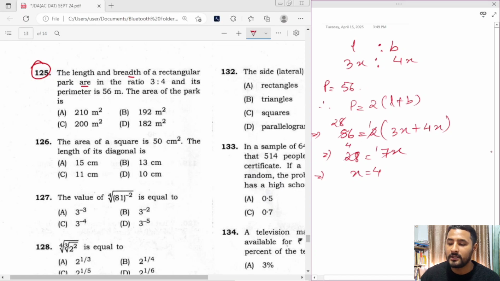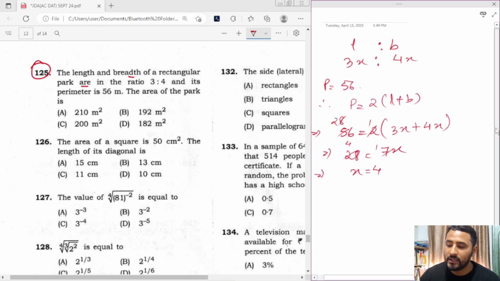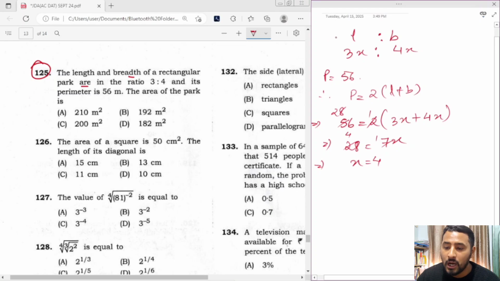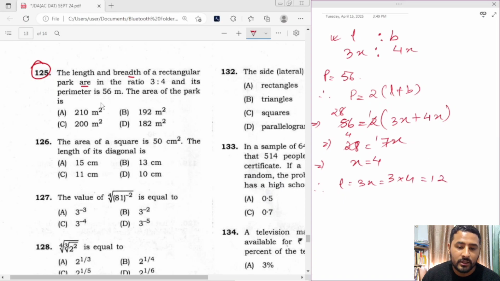Okay, cancel like this. You get x equal to 4. Now with this we can find the length and breadth. L is 3x. Therefore our length will be 3x, which implies 3 into 4, which is equal to 12. So what do we need to find? Area of park. Okay, so we need to find the area of a park.